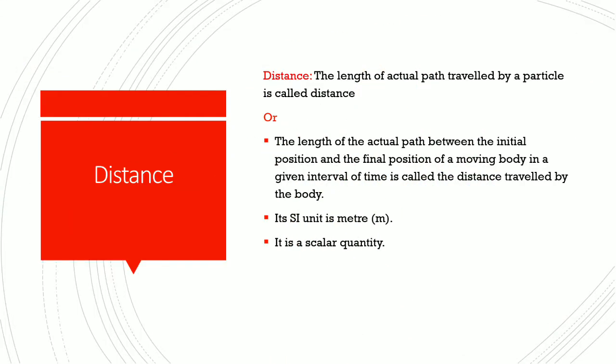So what is distance, my kids? The length of the actual path traveled by a particle is called distance, or the length of the actual path between the initial position and the final position of a moving body in a given interval of time is called distance traveled by the body. Its SI unit is meter and it is a scalar quantity.